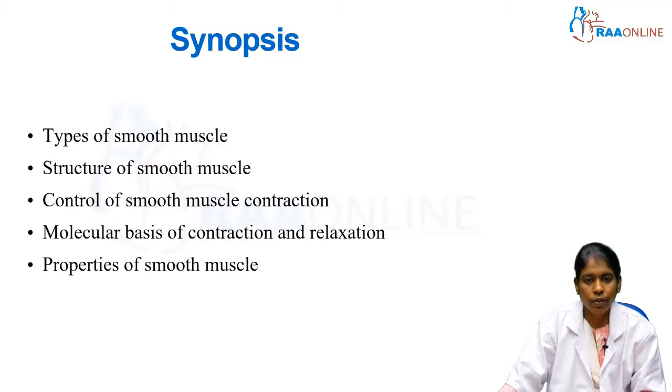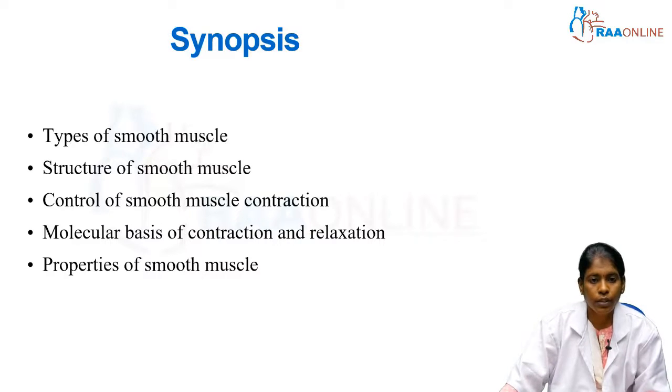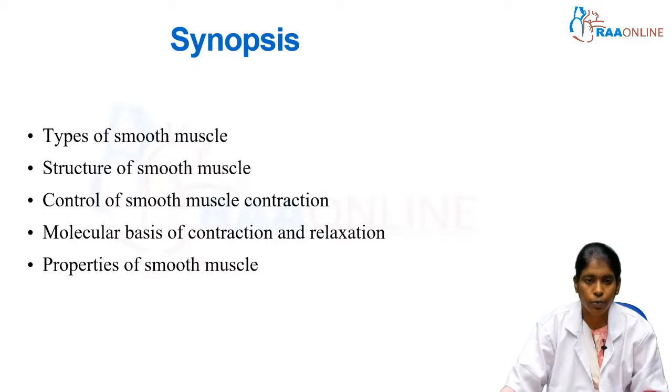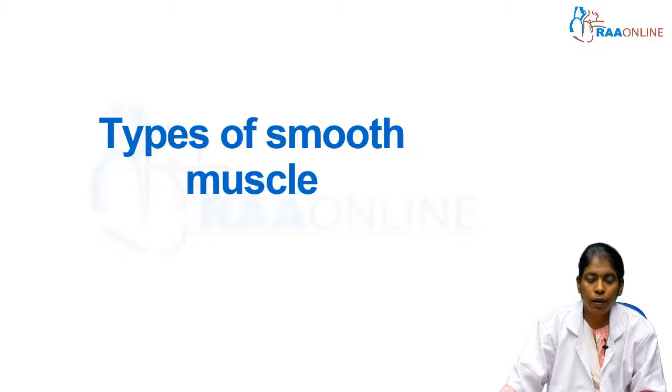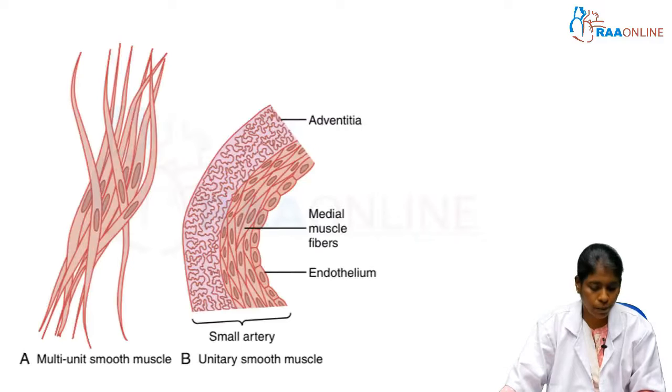So the objectives of today's class will be to learn about the types of smooth muscle, structure of smooth muscle, control of smooth muscle contraction, molecular basis of contraction and relaxation, and finally about the properties of smooth muscle. Let us first learn about the different types of smooth muscle.